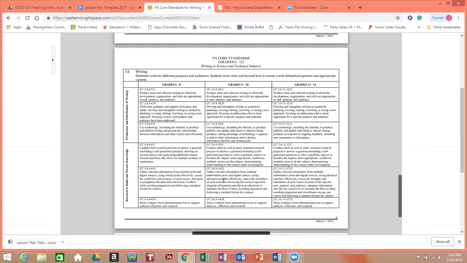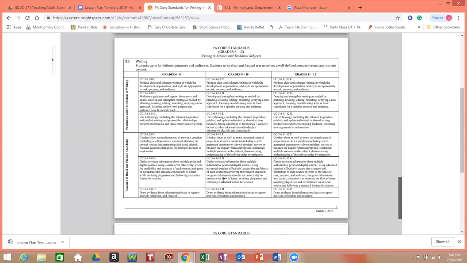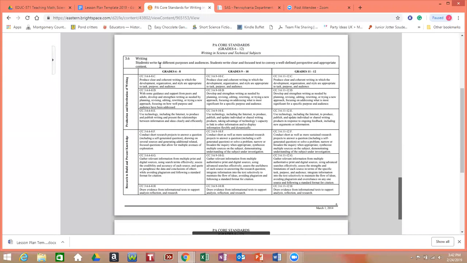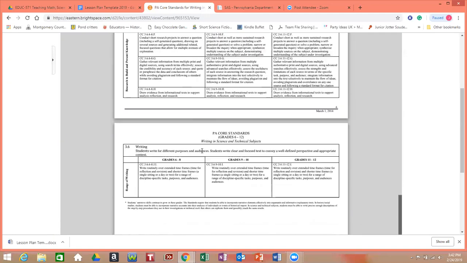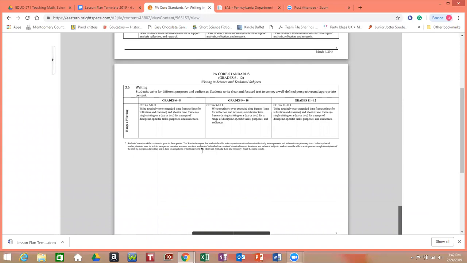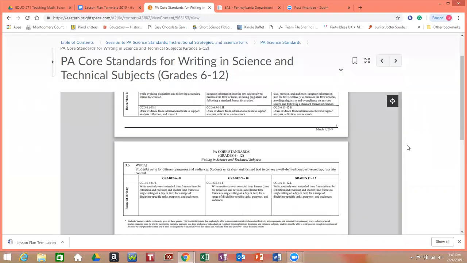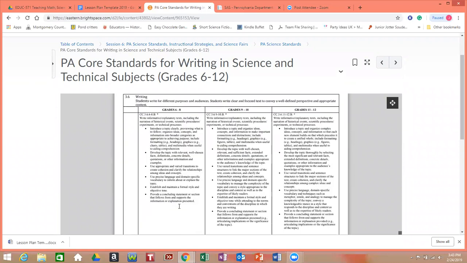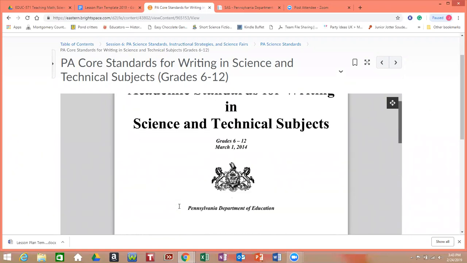So even here, just like I said, they're talking about students write for different purposes and audiences. Students write a clear and focused text to convey a well-defined perspective and appropriate content. There's a lot of stuff in here in regards to writing with research. So those are some things that you would also have to look at if you were looking to teach middle school, would be to consider the grade 6 through 8 band here for writing.